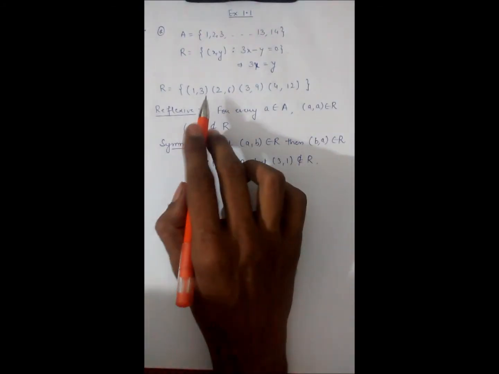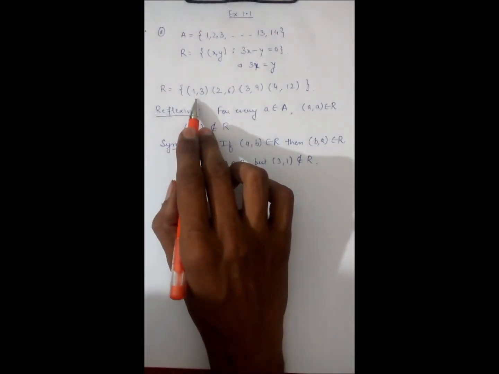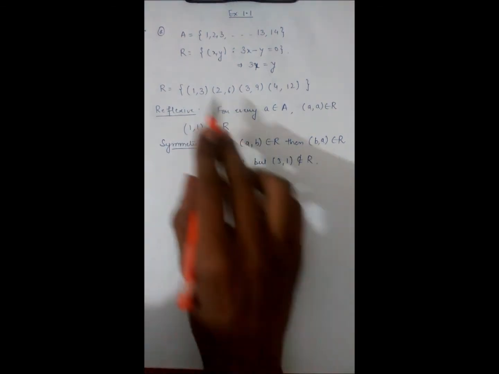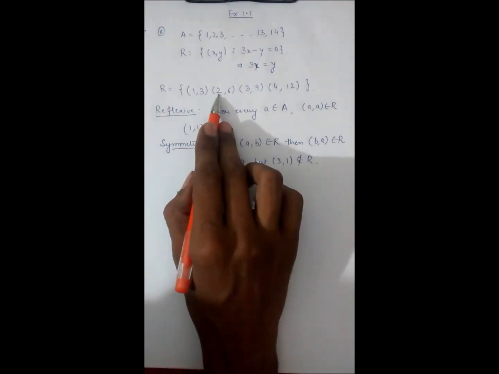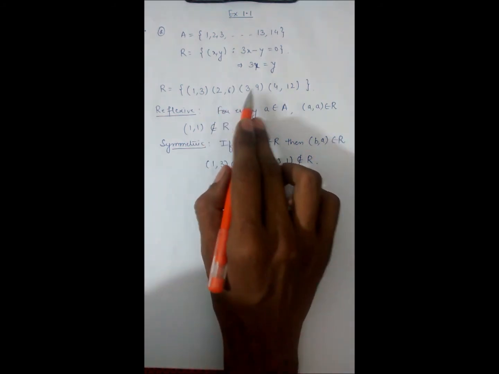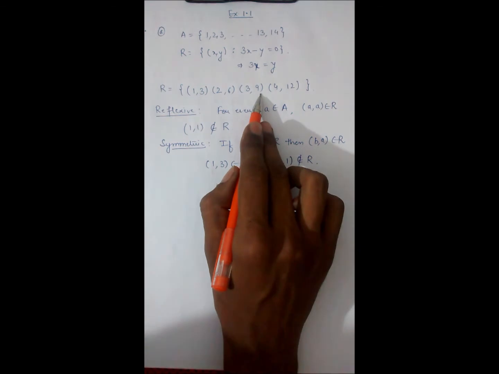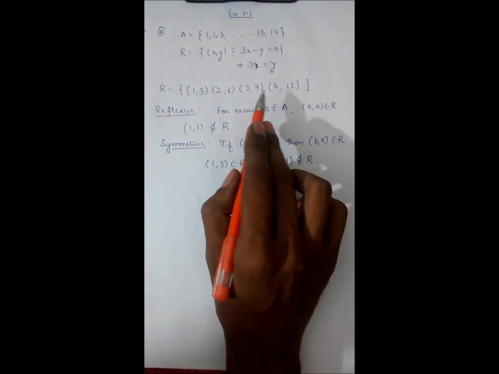See, this should happen with every pair. Suppose we have (1, 3) in this relation, then we will check for (2, 6). (2, 6) is there, then (6, 2) should also be there. If (3, 9) is there, then (9, 3) should also be there. None of the pairs should be left.